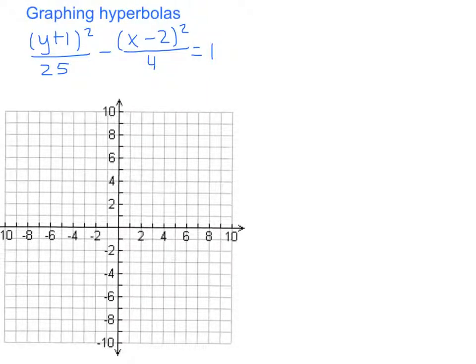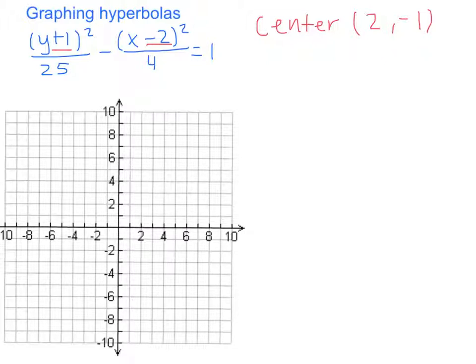Here we're going to graph the hyperbola (y + 1)^2 / 25 - (x - 2)^2 / 4 = 1. The first thing you need to identify for your hyperbola is the center. The coordinates for the center are going to be the opposite of the x and y values inside of the parentheses. So the opposite of negative 2 is positive 2. Opposite of positive 1 is negative 1.